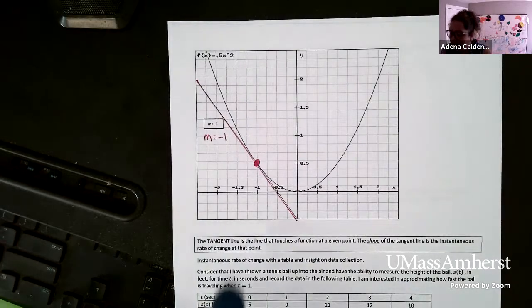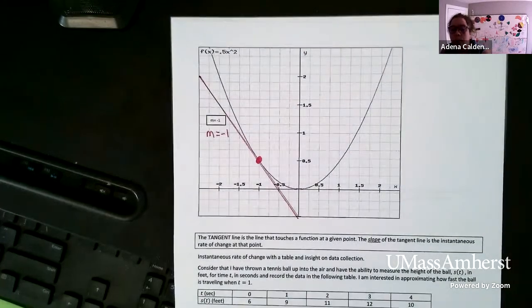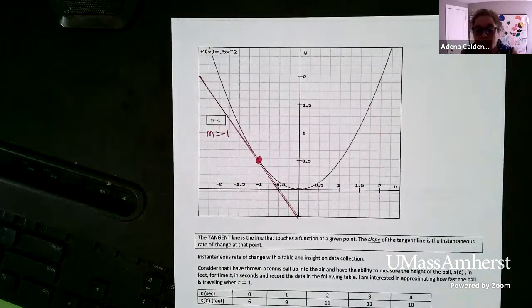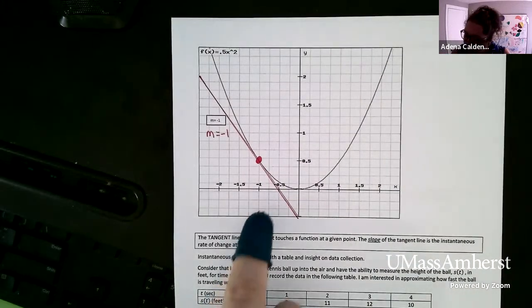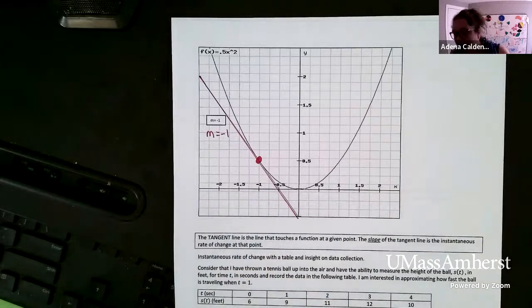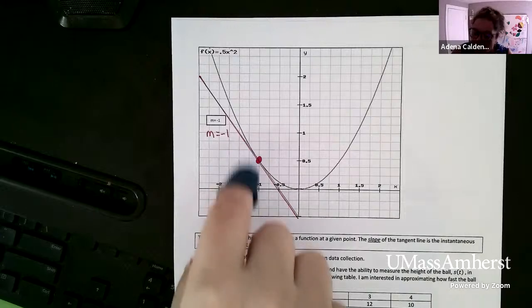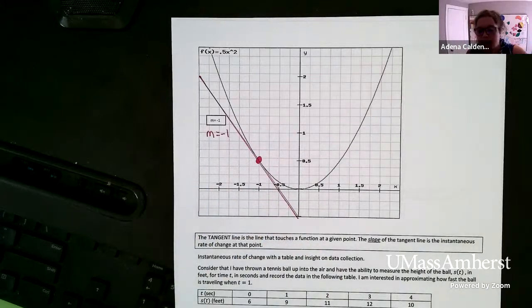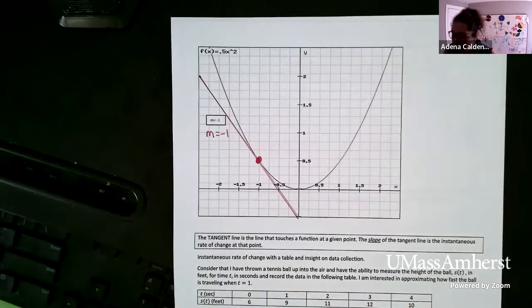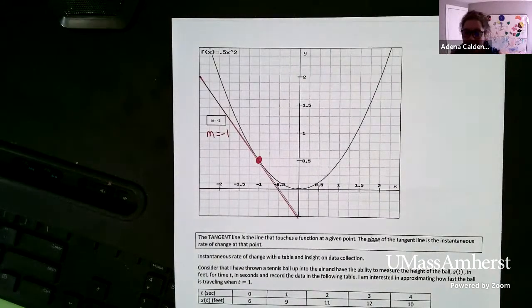And we mentioned that we want to get really, really close to the number we're interested in. So in this case, if we were able to do like negative 1.01 and negative 0.99, that would probably get us pretty close to the slope of negative 1. Okay, so we're going to practice getting closer and closer in different ways, right?